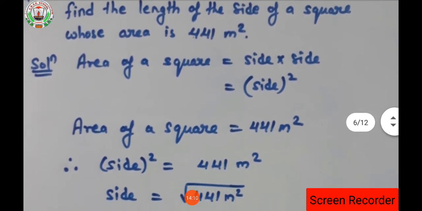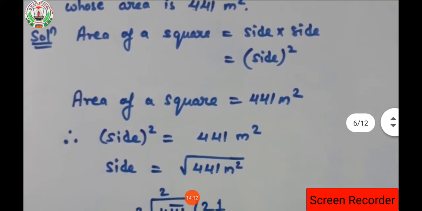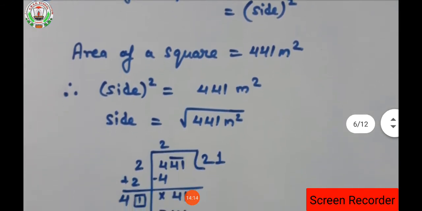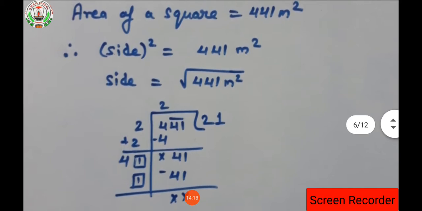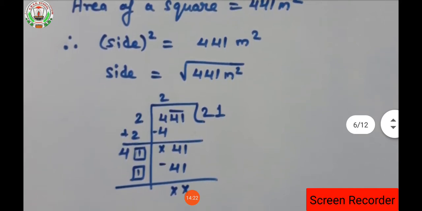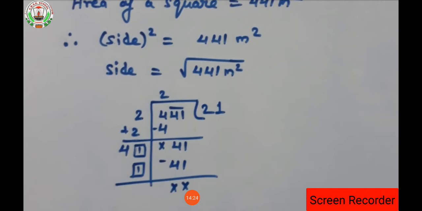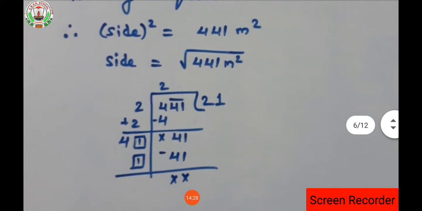Area is given as 441, isn't it? So what are we going to do? We are going to find its square root by the long division method. Everybody knows how to find the square root by the long division method. So we are performing the long division method here, making the pair from the right hand side. 41 will be the first pair and 4 will remain single.